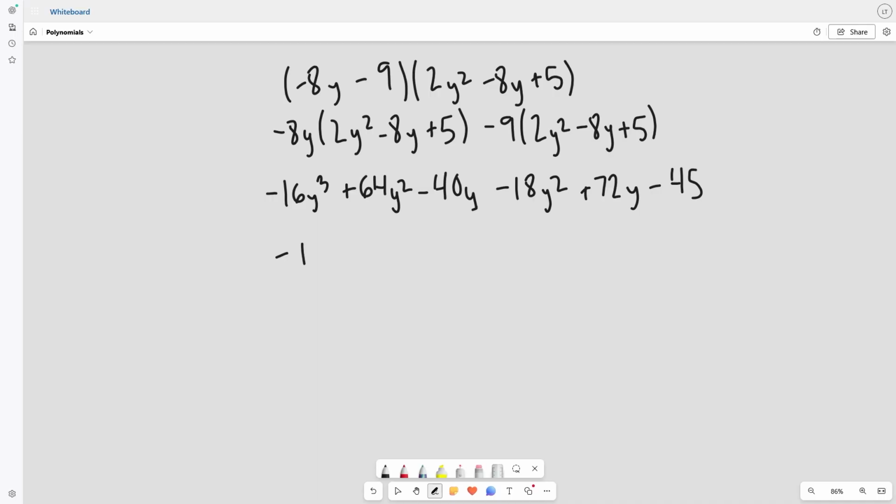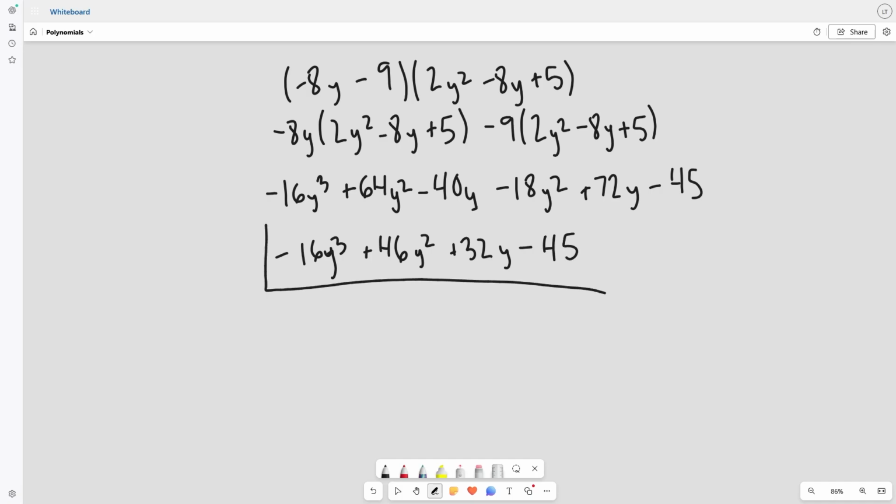So you have negative 16y cubed. You combine the y squareds. That gives you positive 46y squared. Combine the y's. That gives you positive 32y. And then here's the only constant, so just add that on to the end. And that gives us our answer.